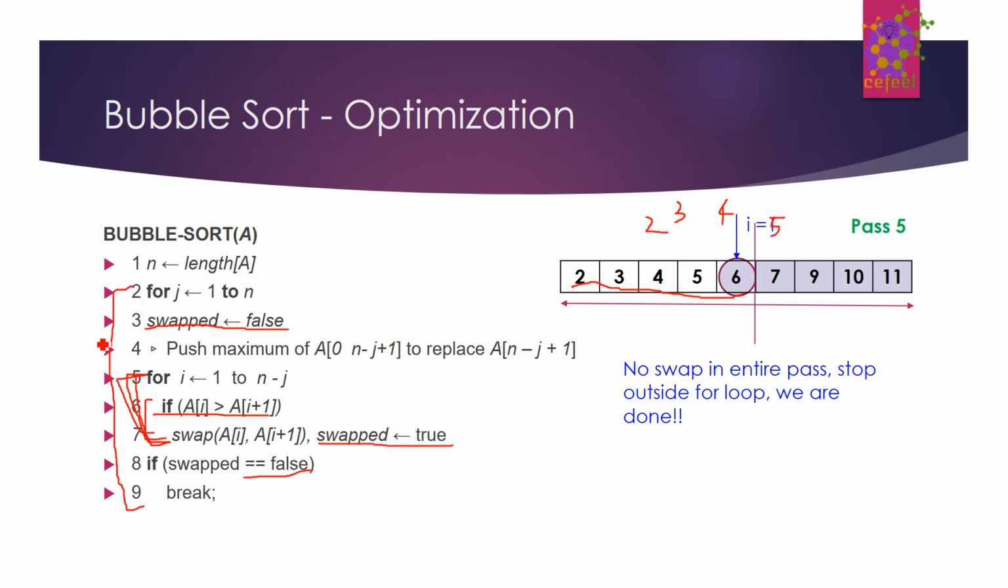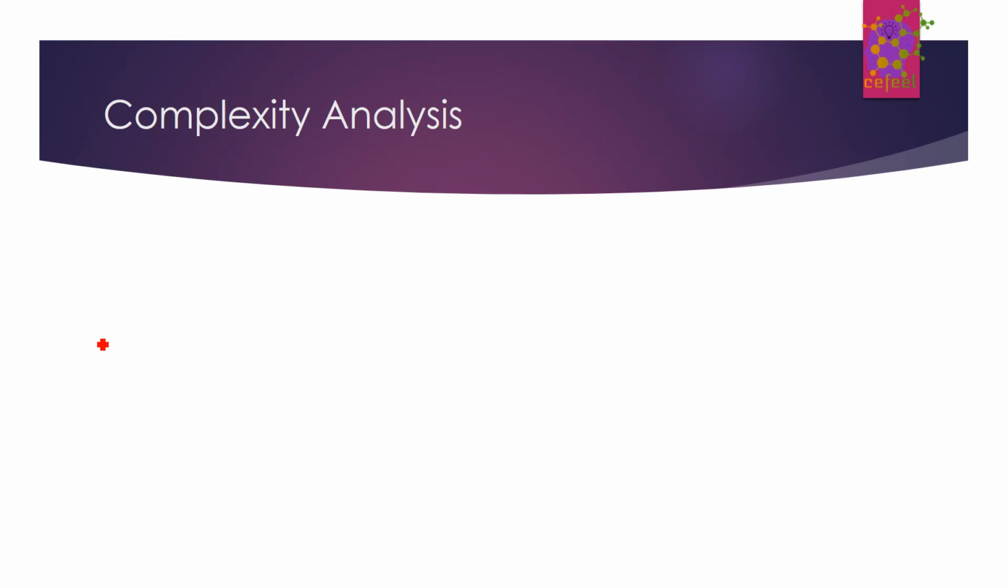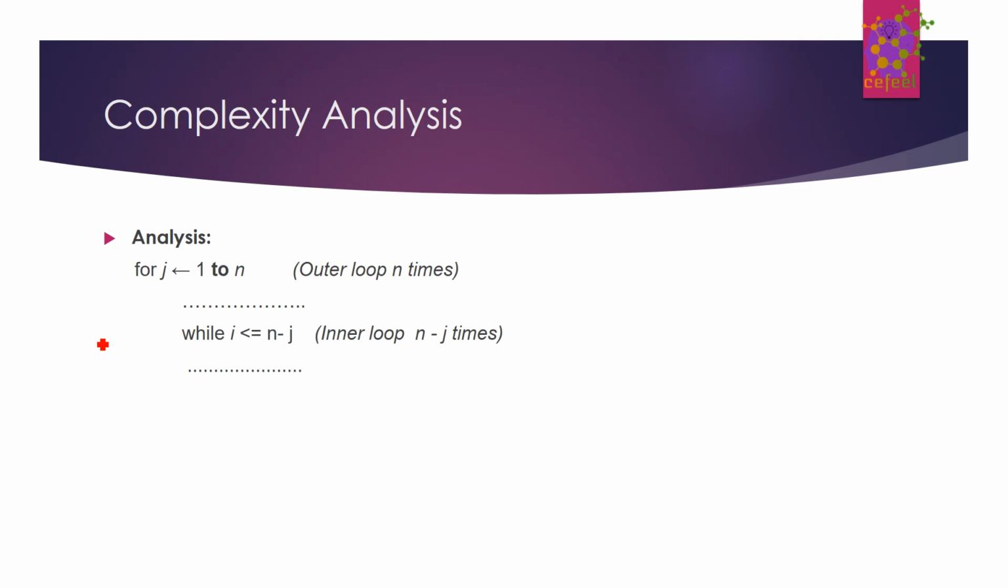That's a great achievement in terms of performance. Cool. So let's now move ahead and do a complexity analysis or performance analysis for the bubble sort. We are doing it in a similar way as we did before in the insertion sort and selection sort videos. So we have two loops here in bubble sort.